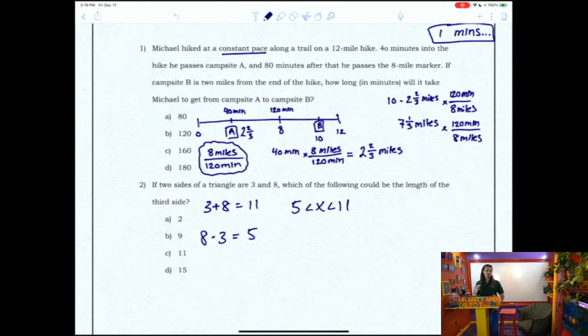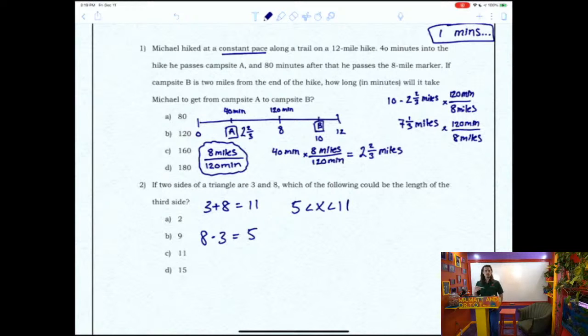Then it says campsite B is 2 miles from the end of the hike. We know the hike is 12 miles long, so campsite B would have to be at mile marker 10. They want to know how long in minutes it will take Michael to get from campsite A to campsite B. Campsite A took him 40 minutes to get to, walking at a rate of 8 miles over 120 minutes.